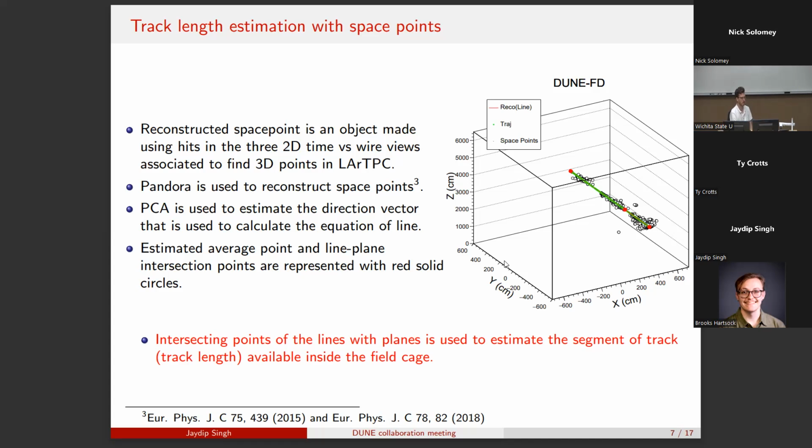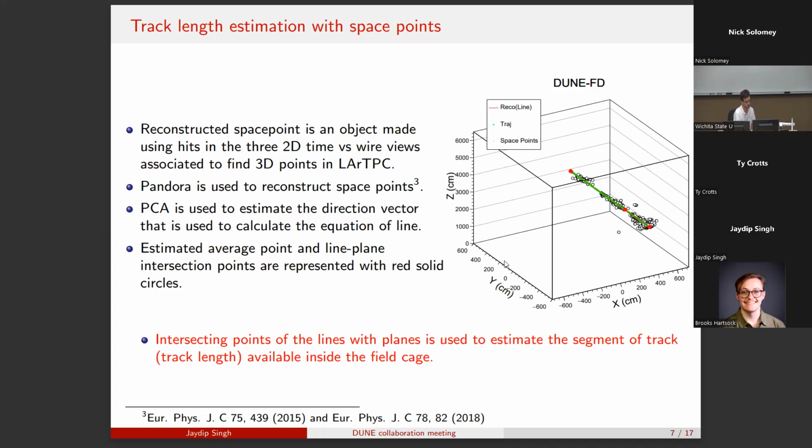So your Pandora instance that you're using here to find the space point, is this a generic version of Pandora that's been trained on all events, or has this been trained to find space points for these particular kind of events that you're working with, or is this just the out of the box Pandora that people are using? No, this is the main version that is used by the whole DUNE collaboration.